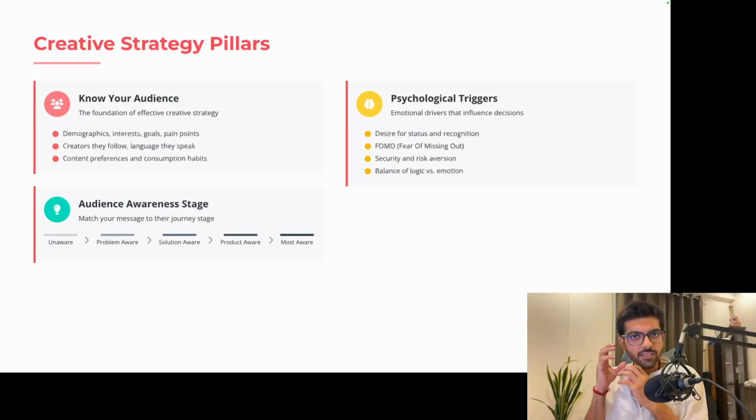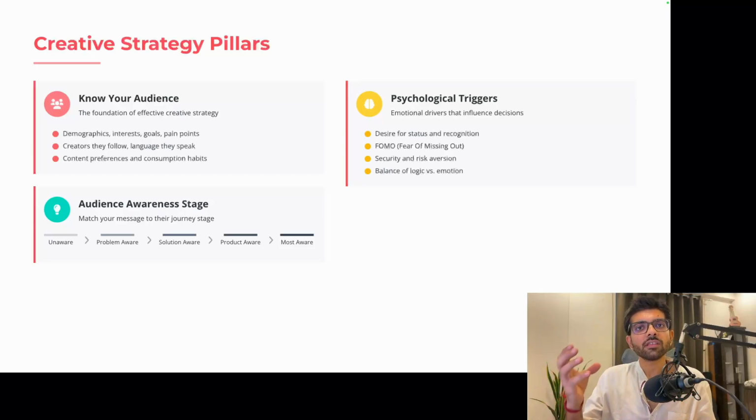Most aware is the most likely to purchase person, so most of the competitors will be there. If you take a step back, there will be fewer competitors, so your ad delivery cost will be less, but at the same time it will not have the same conversion rate. So your creative strategy has to have that approach that I'm reaching out to a person who is in the solution aware stage, right? They are not product aware as of now.